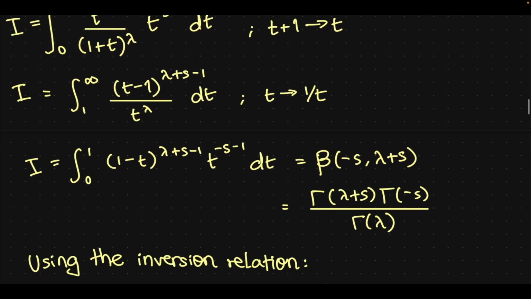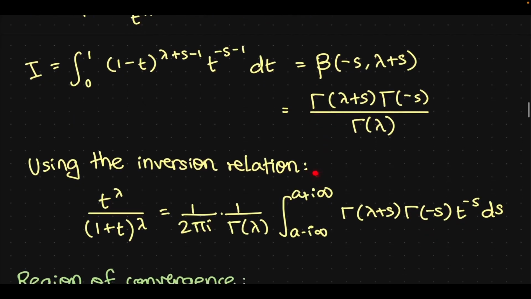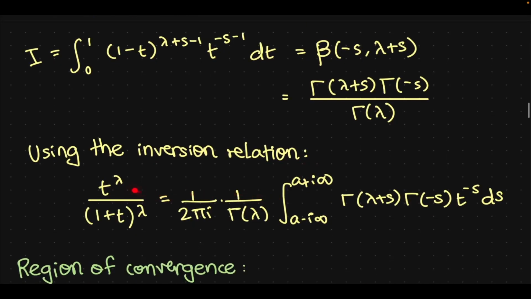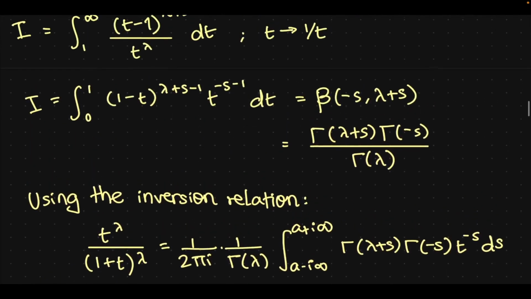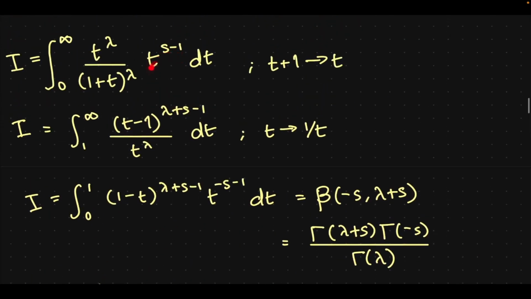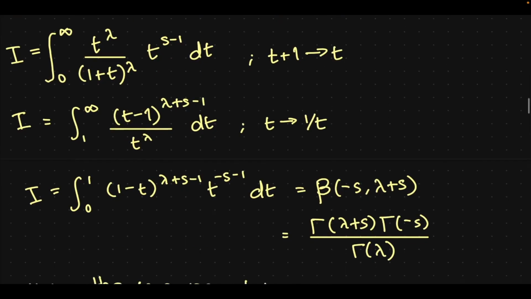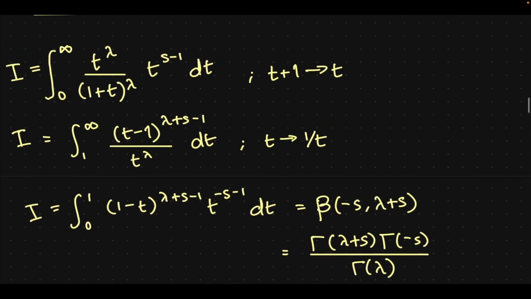So we can just invert this now, again using the right a values and everything. So we have t to the lambda over 1 plus t, whole lambda, equals 1 over 2 pi i times 1 over gamma of lambda, integral from a minus i infinity to a plus i infinity of gamma of lambda plus s, gamma of minus s, t to the minus s ds. Now, what about the region of convergence? That's a good question. So in this part, there doesn't seem to be too much of a problem.